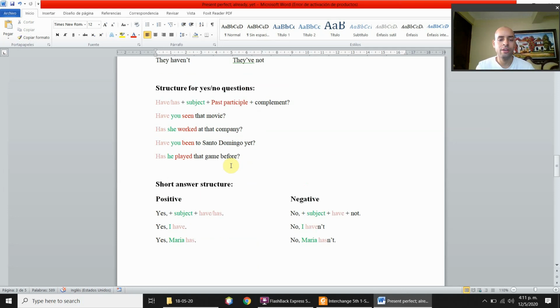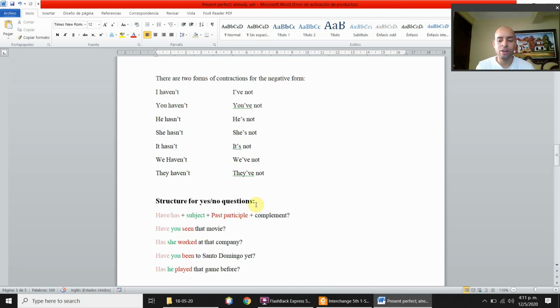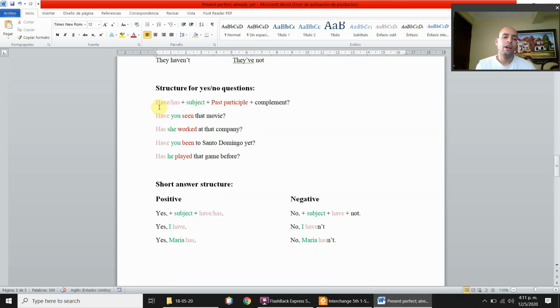So let's continue. A structure for yes and no questions. The auxiliary have or has goes before the subject. And then you write the past participle and the complement. For example, have you seen that movie? Have you seen that movie? The auxiliary have, you the subject, seen the past participle, that movie, the complement.